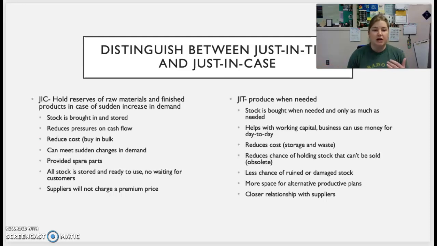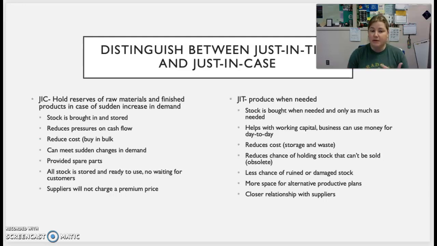So just-in-case, stock is brought in and stored, so we have to have space and we have to pay for that. It reduces pressures on cash flow because we don't immediately need to go out and buy raw materials in order to justify our production process. It reduces costs in some way because you can buy in bulk. I mean, think about going to Sam's Club or Costco. It can meet sudden changes in demand. So as we have an increase in demand, we're ready to go and totally prepared for it.